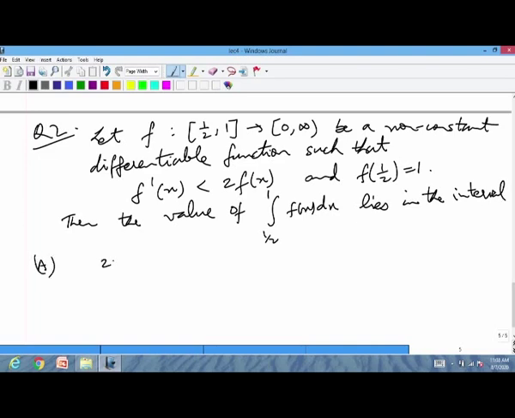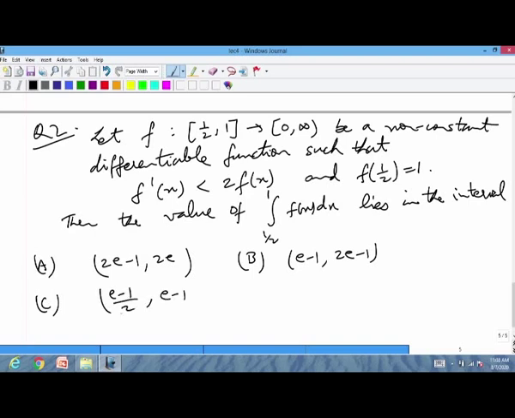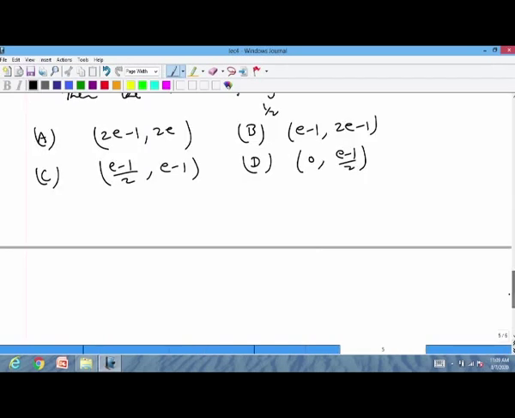option A is 2e minus 1 to 2e, B is e minus 1 to 2e minus 1, C is e minus 1 by 2 to e minus 1 and option D is 0 to e minus 1 by 2. So, let us try to solve this problem.